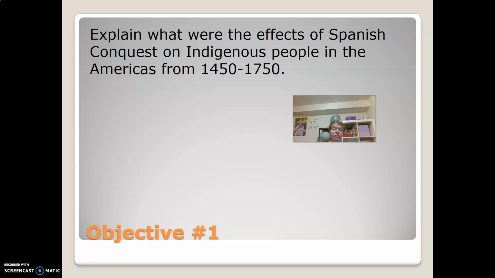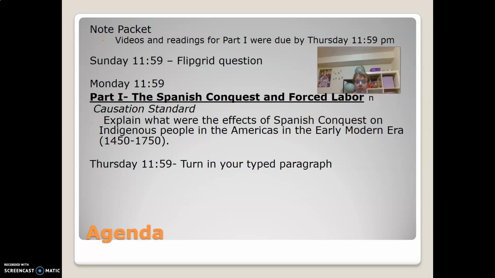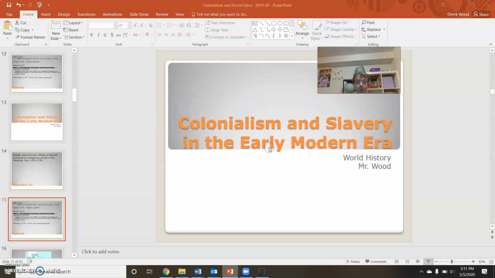So our question is, explain what were the effects of Spanish conquest on indigenous people in the Americas from 1450 to 1750. Now let me go over what we've been working on and what our plan is and what you'll need to turn in by Thursday. Number one, your note packet for your videos and readings for part one of colonialism and slavery should be complete.